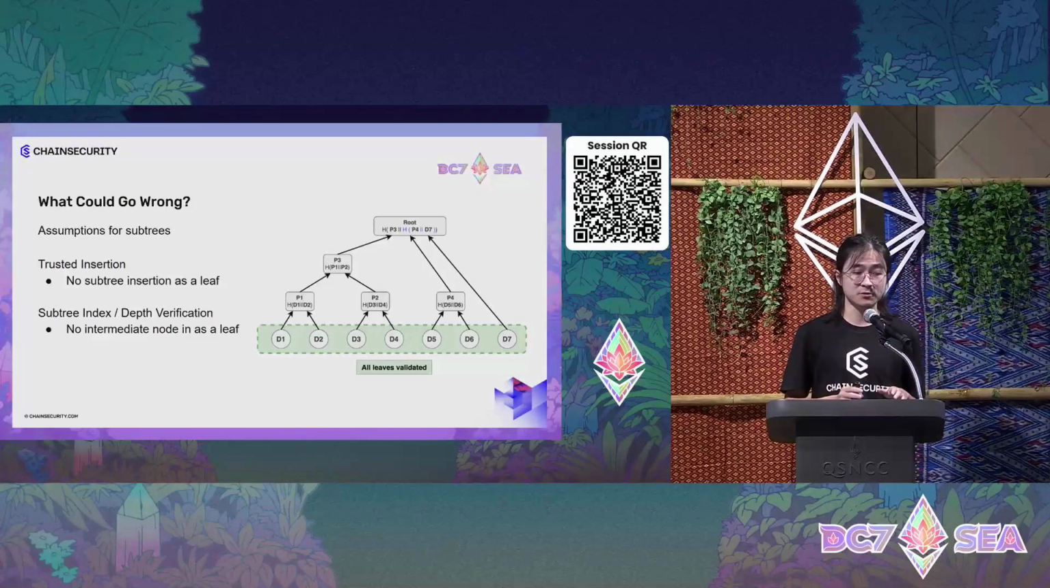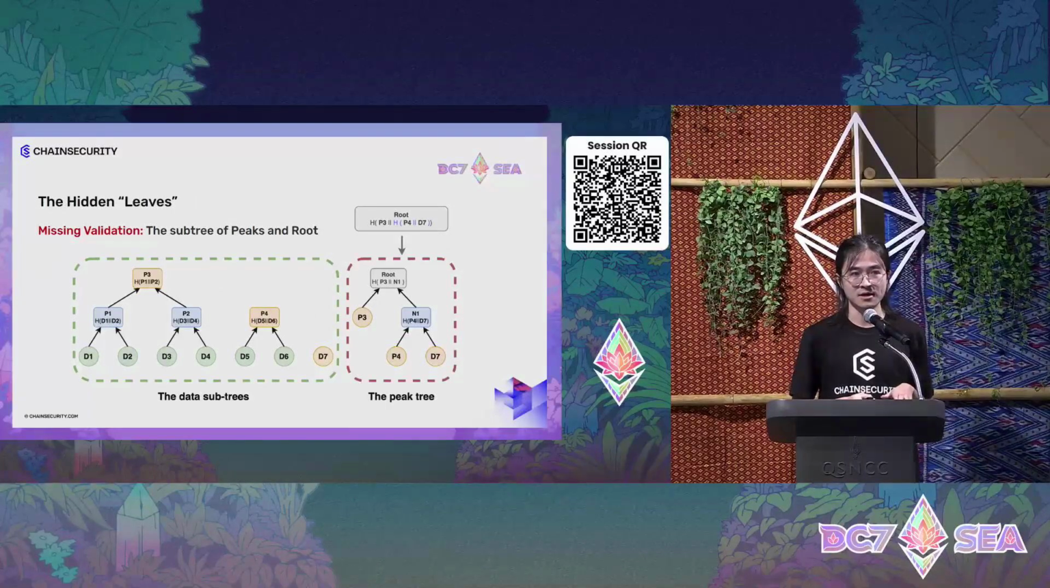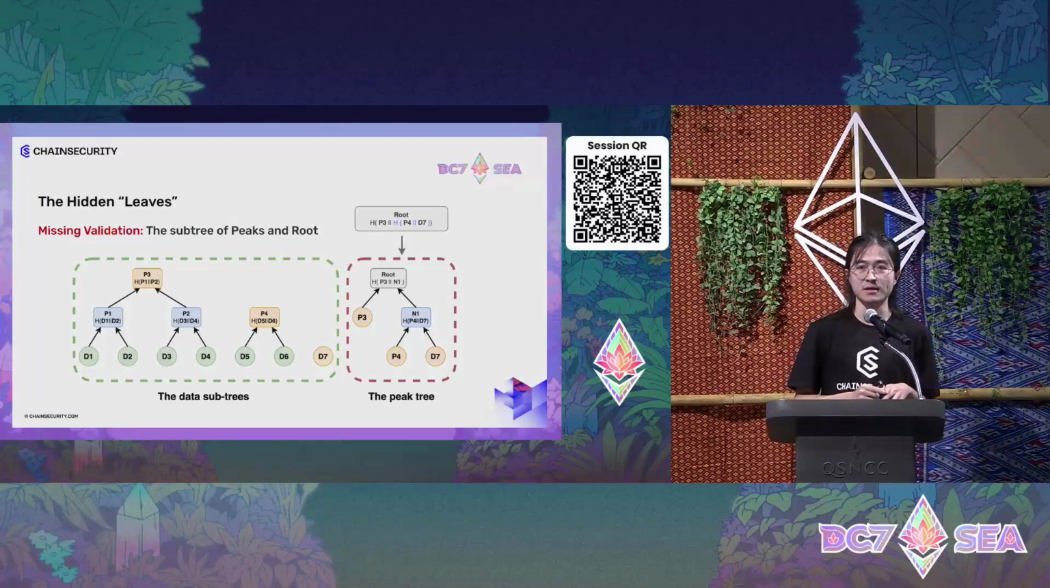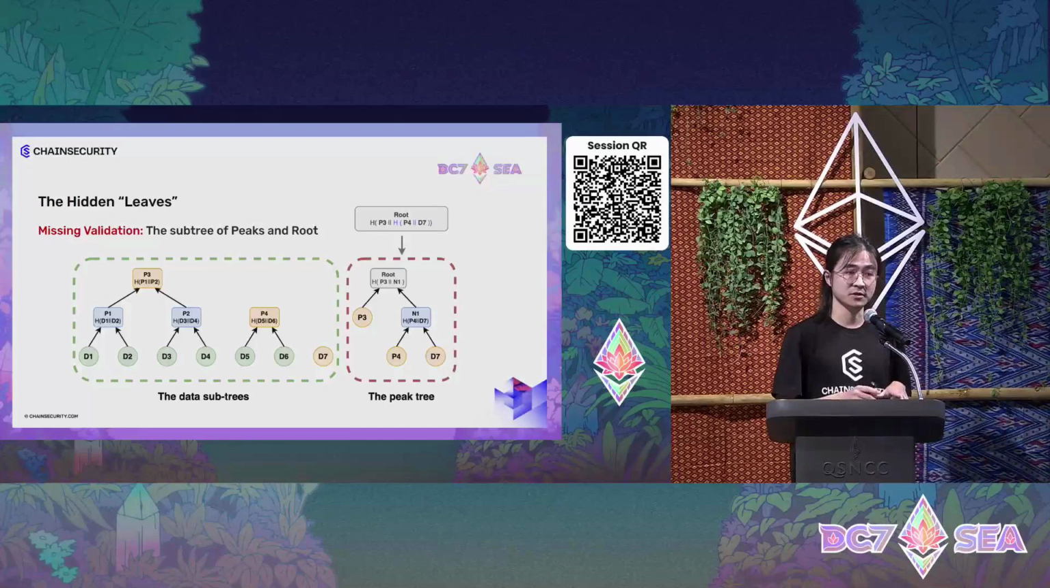Even with these constraints, can you break this system? The answer is yes. If we just take one step back and look at this Merkle Mountain Range again, we'll find there's actually a hidden tree when you build the root, made up of these peaks. So we have 3 peaks of the subtrees here. And now we are building another Merkle tree with these peaks to the root. And as you can see, we have no validation of the peaks in the previous assumptions. And that means you can easily find a vulnerability here.